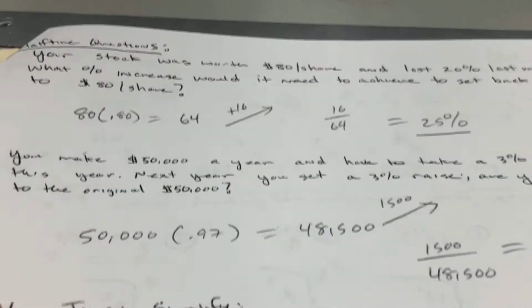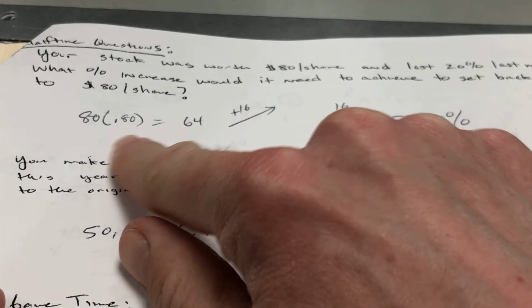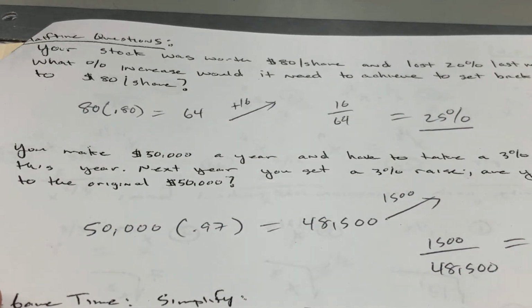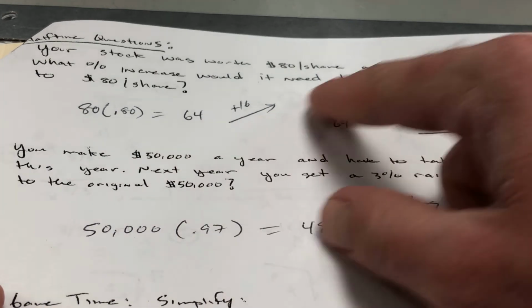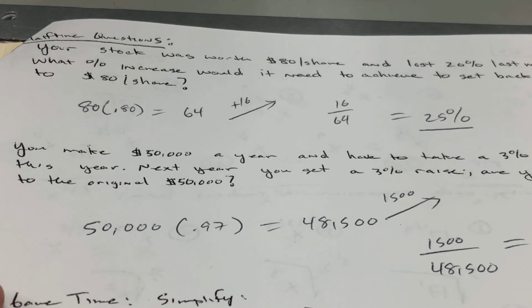All right, your stock was worth 80 bucks a share and it lost 20% last week. So now it's down to 64 bucks. If it lost 20%, it's 80% of its value. It's now at 64. What percent increase would it need to achieve to get back to 80 like this week? It's not 20%. So you needed to go up $16 to get back to 80. And percent change is all about change over the original. So if it's currently 64, you need to think of that as the original. So 16 divided by 64 is 0.25, multiplied by 100, 25%.